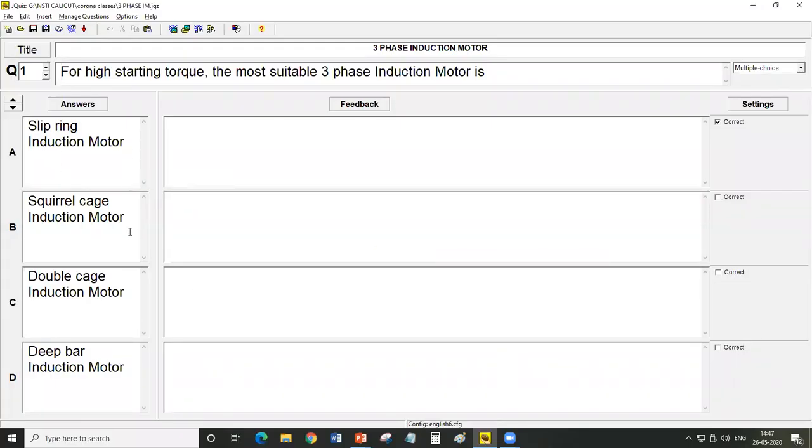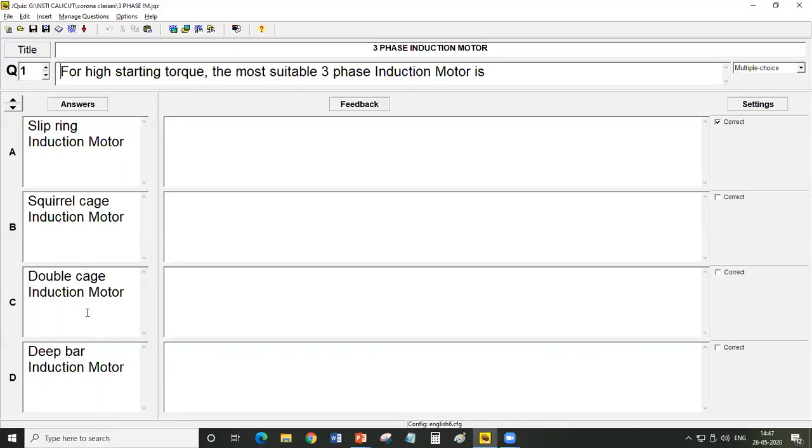That is option A. Before that, one more thing: for high starting torque, it means at starting time you need the maximum torque. That is the key word, maximum. At the starting time you need maximum torque. So where is our application? The best example is a lift. When you are starting the lift, what will happen? There is a full load, or 80% or 90% load will be in the lift. So at the starting time you need the full torque or maximum torque. So for operating lift-like applications, we are using slip ring induction motor.